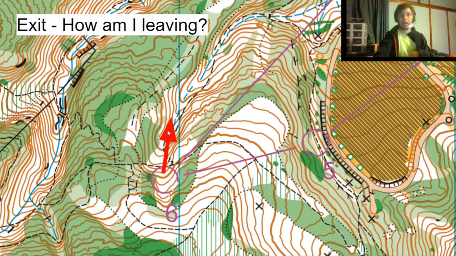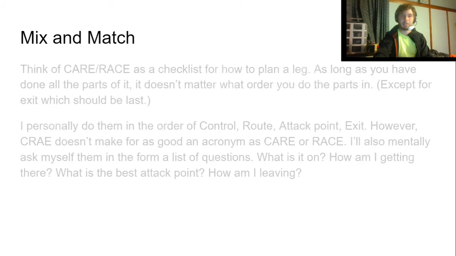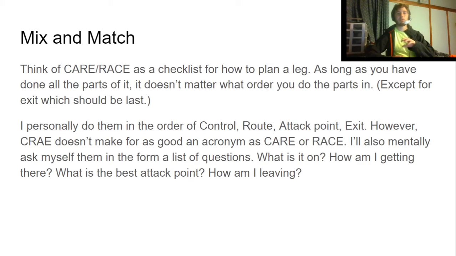So that's sort of applying this to a leg. But I thought I'd go over how I personally do it, which is a little bit different. So I tend to actually mix and match. Think of CARE or RACE as a checklist for how to plan a leg. As long as you know all the parts of it, it doesn't really matter what order you do them in, except for exit, which should really be last. So personally, I tend to do them in order of control, route, attack point, exit. However, CRAE doesn't make for quite as good an acronym as CARE or RACE, so I don't tend to teach that. I also mentally ask myself them in the form of a list of questions.